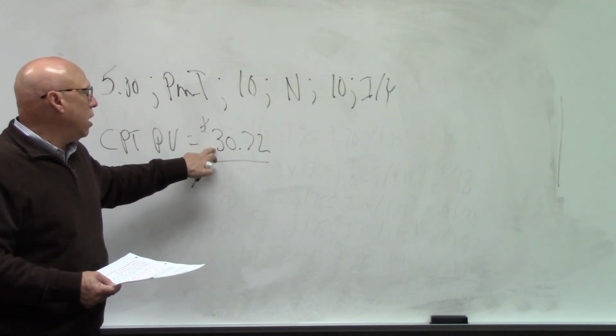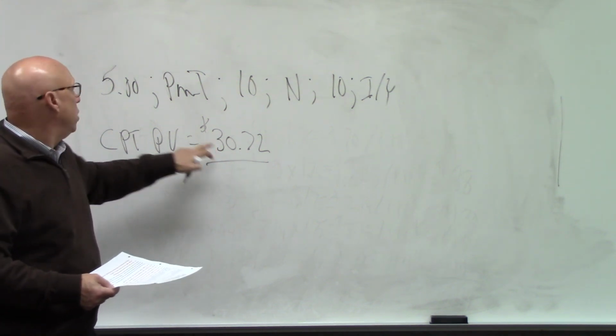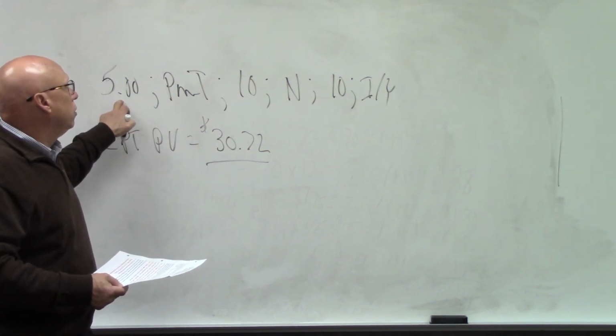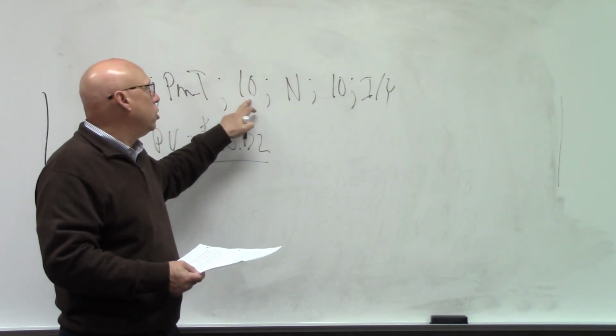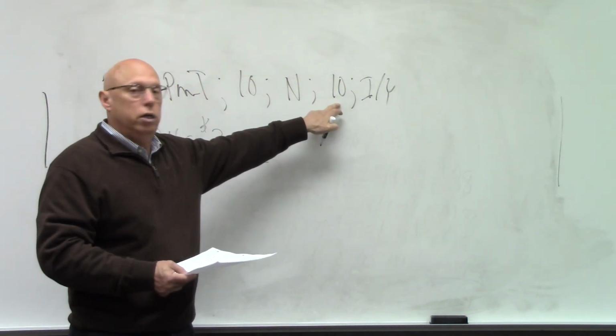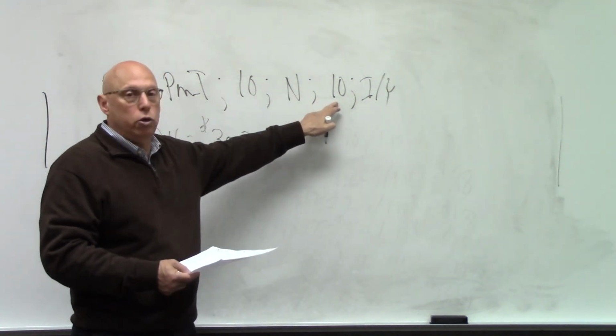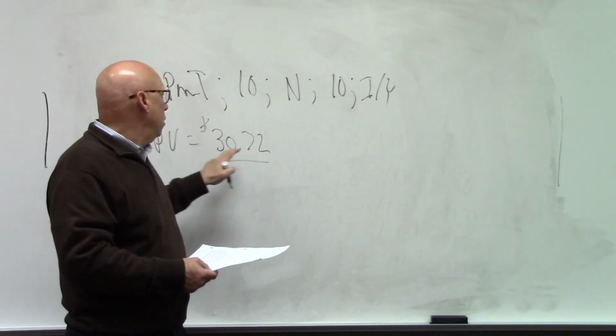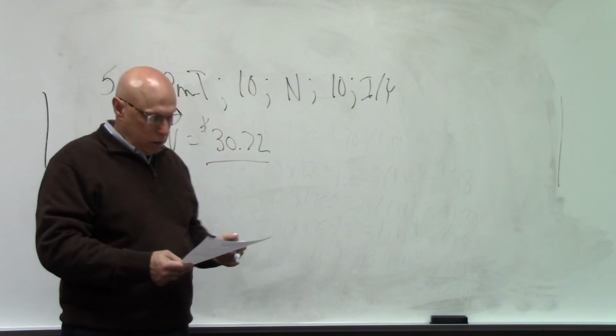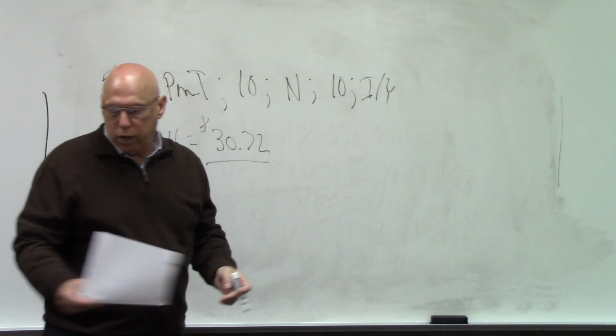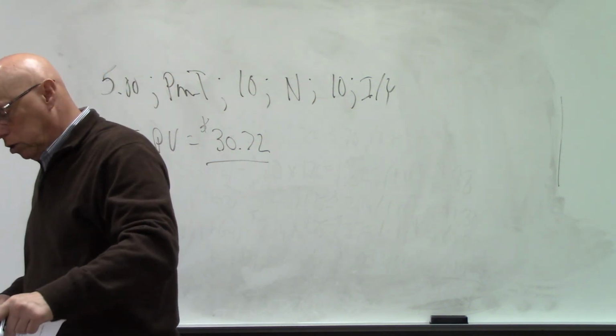If you pay $30.72 today and you get $5 a year for 10 years, you will earn 10%, your discount rate, on your investment. 10% per year each year for 10 years on your investment. Okay, that is homework 6.